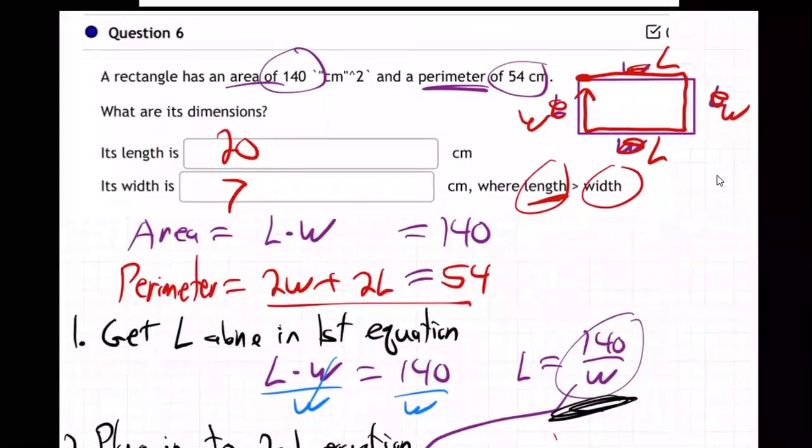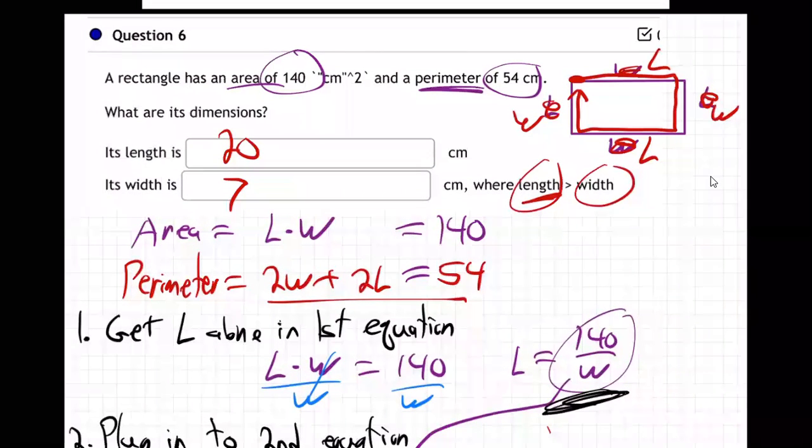So there we go. Real life application of solving two equations with two letters in which the equations have one unique answer like that. There we go.